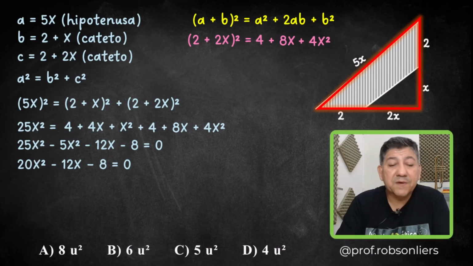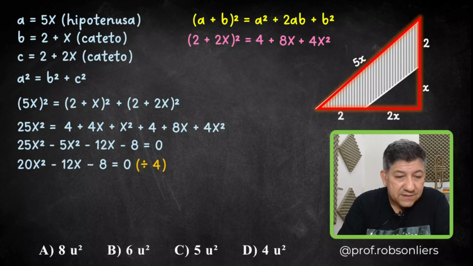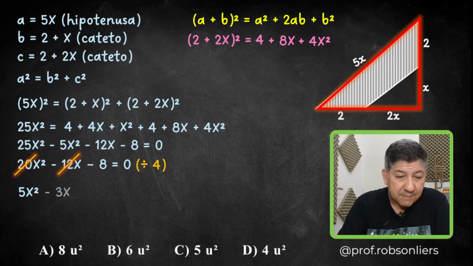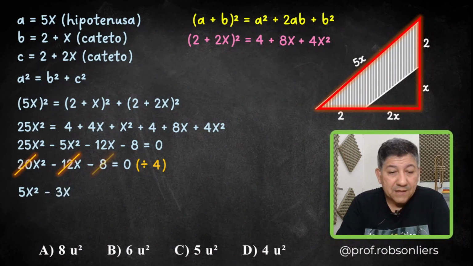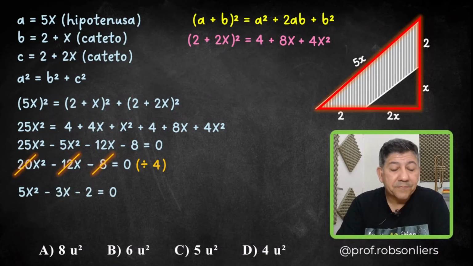We can simplify this whole quadratic equation by dividing the whole equation by 4. It will look like this. Look. 20 divided by 4 is 5, so it will be 5x squared. 12 divided by 4 is 3, so it will be minus 3x. Minus 8 divided by 4 is minus 2. All of this equals 0. Here we have a quadratic equation, all right?